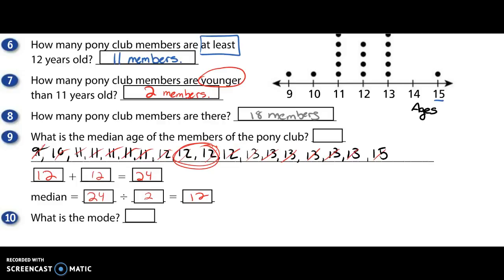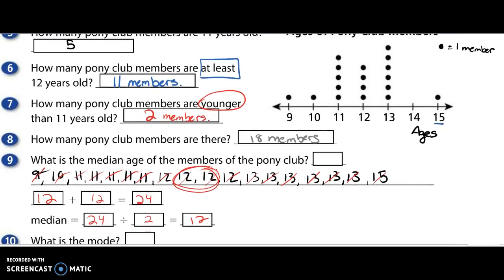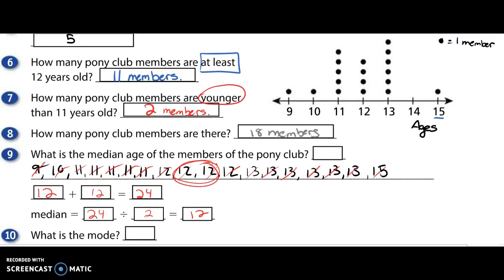And now one last question down here at the bottom. What is the mode? We should be able to tell our mode by looking at our dot plot. Which one's the tallest? Really easy to see. It's 13. So the median age of our members is 12. That's our median, but our mode, the most popular age group for the Pony Club members, is 13.